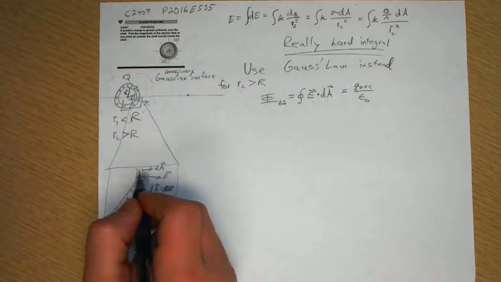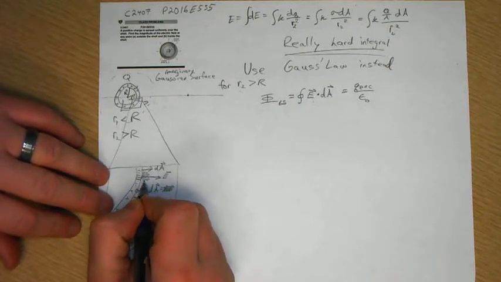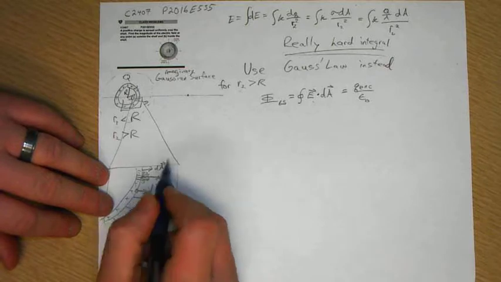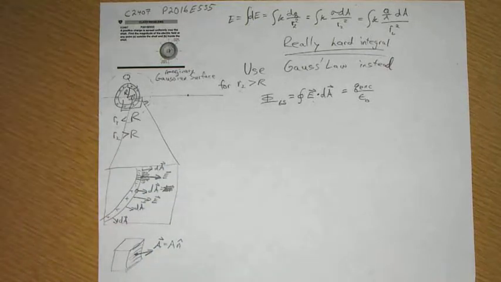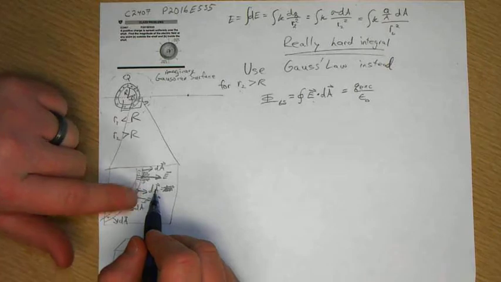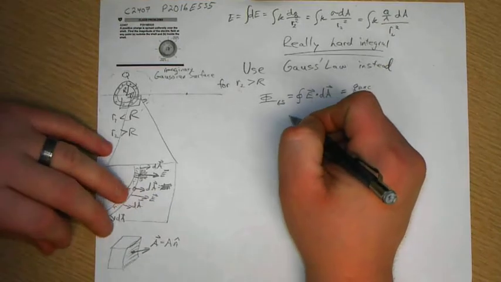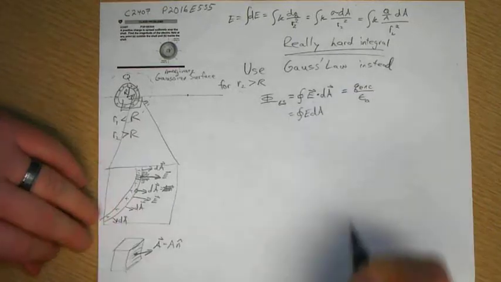But if we take the portion of the electric field right next to it, it's also going to have the same thing, and everything's going to cancel out except that which is completely perpendicular to that surface, E. So since dA is always perpendicular to the surface and E is always perpendicular to the surface, then this integral just becomes the integral of EdA.